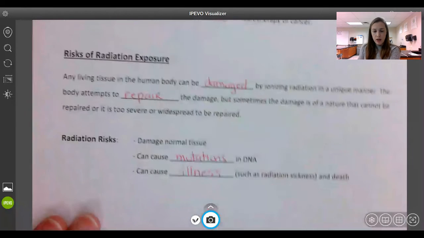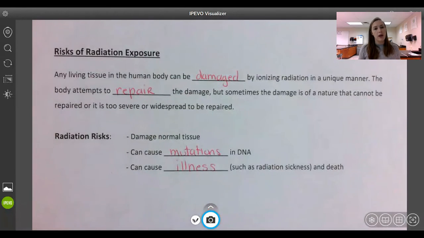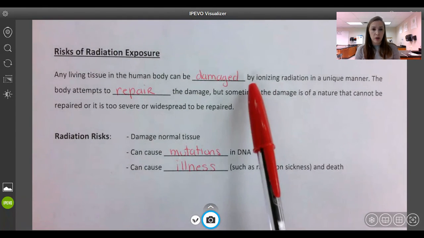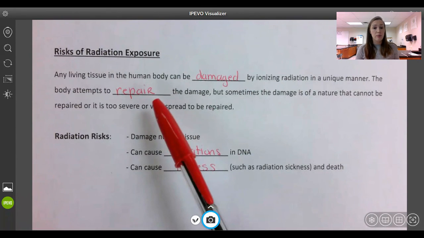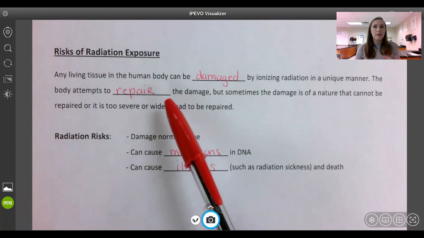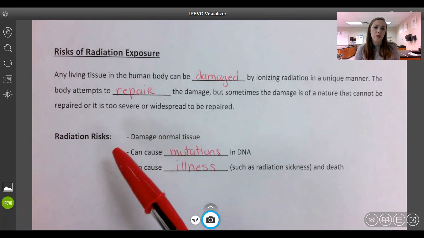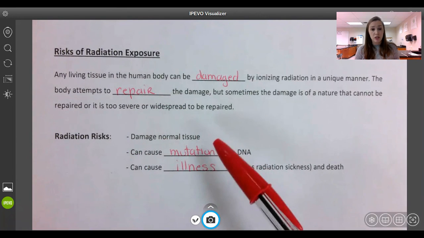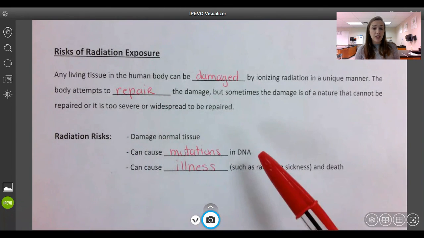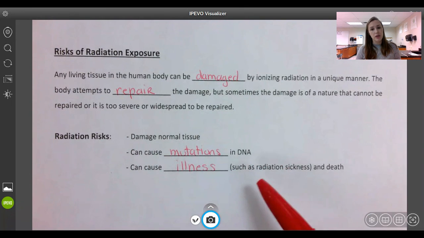There are some risks, though, as you may be aware, with radioactive isotopes, because any living tissue in the human body can be damaged by this radiation or the radioactive particles that we talked about. Your body is going to attempt to repair the damage, but sometimes it can't be repaired or is just too severe. Some risks from radiation exposure include damaging normal tissue. You can get mutations in DNA. It can cause illness, such as radiation sickness, and it can even cause death.